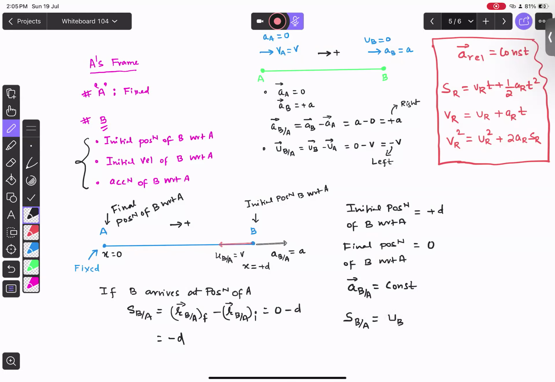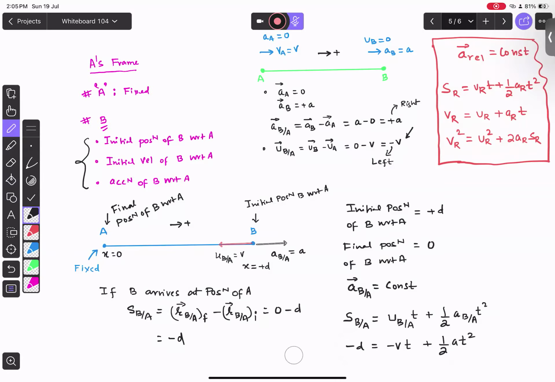S equals ut plus half at squared. But you see, every term is a relative term, no? So S_BA will be U_BA t plus half A_BA into t square. How much displacement do we undergo? Minus d. What is the initial velocity we have with proper sign convention? Minus V. What is the acceleration we have? Plus a. So a t square.